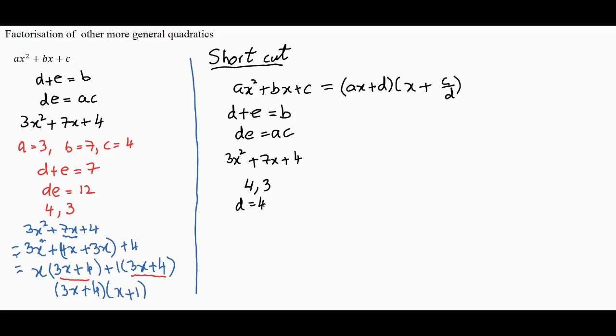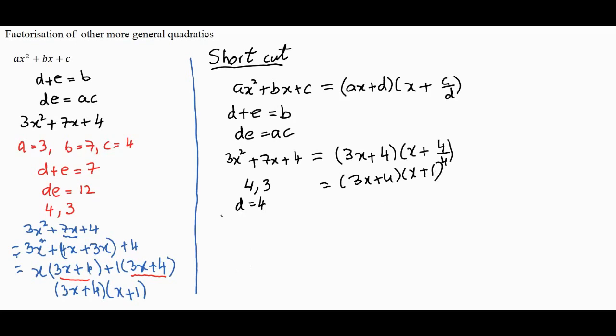So d is 4. Now according to the little shortcut, what is a in this case? We've already identified that before. A is 3, so it's going to be 3x plus 4, into x plus, what is c? C is 4, divided by d, which is 4. Of course, that can be simplified to 3x plus 4 into x plus 1. And that is what we found before.